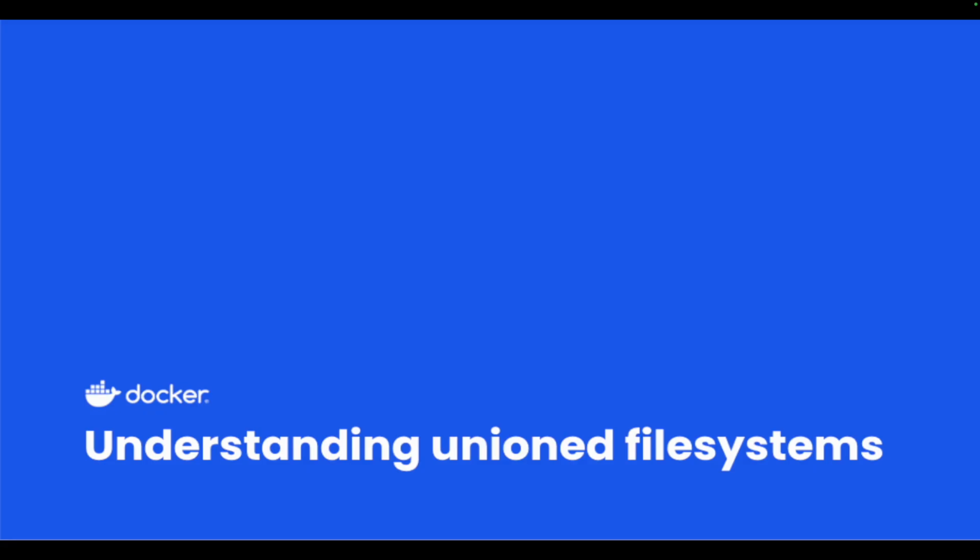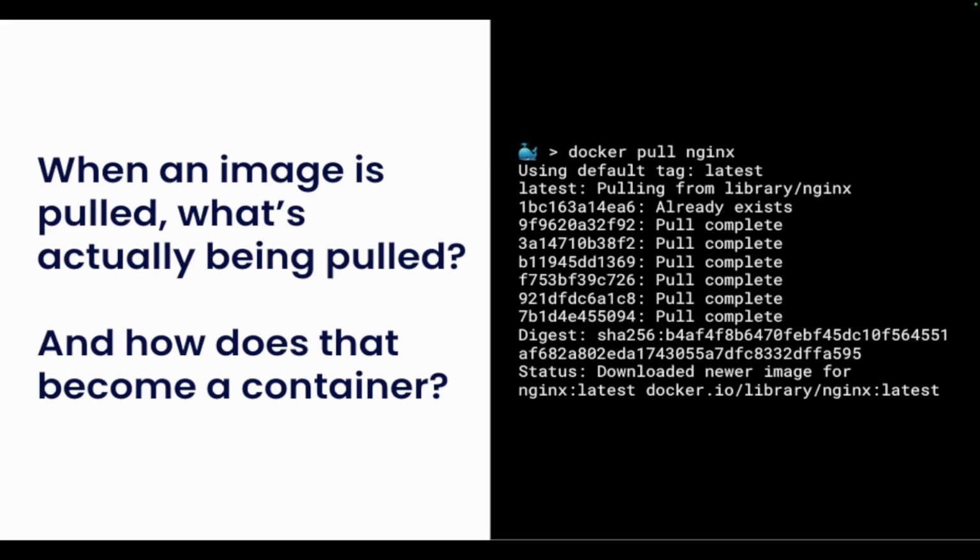All right, so now let's understand the union file system, which makes up images and how they're structured. So here we see an example of pulling the Nginx image. And if we look here on the right-hand side, we'll see something like this if we go pull it ourselves. We'll see some different rows here of letters and numbers, and it says pull, and it says pull complete. Sometimes it'll say already exists on these. And so the question is, what are these things actually being pulled, and how does that become a container?